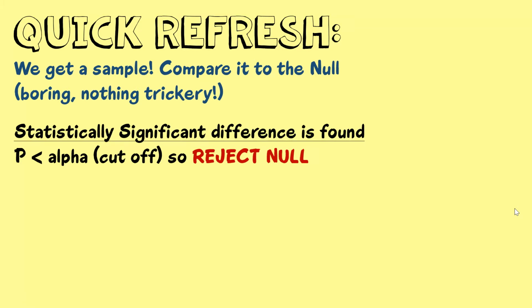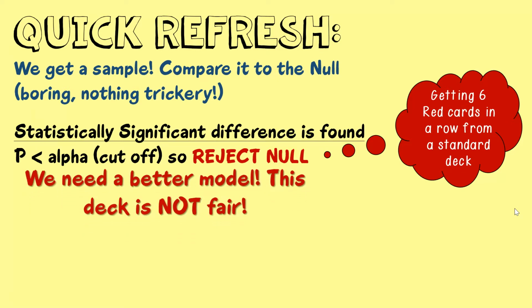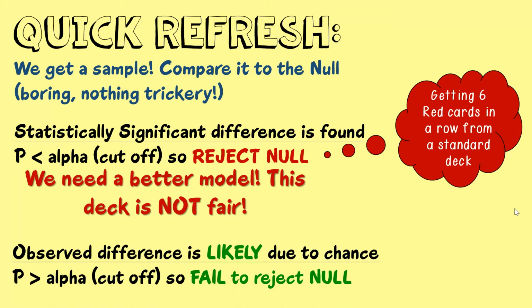So here's the thing. If you find that you have a statistically significant difference, basically the chances of you finding your sample are so low that you go, wait a minute, no, there's something going on here. For example, getting 6 red cards in a row from a standard deck. That would probably lead you to suspect. So you need a better model because really the deck isn't fair. Maybe half the deck, instead of being red, maybe 60% of the deck is red. Maybe it's 70%.